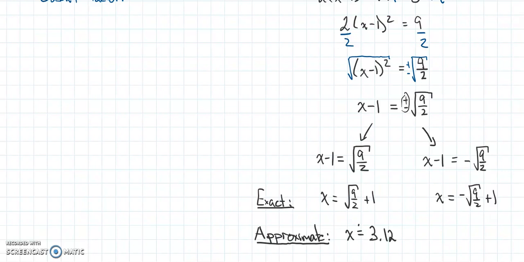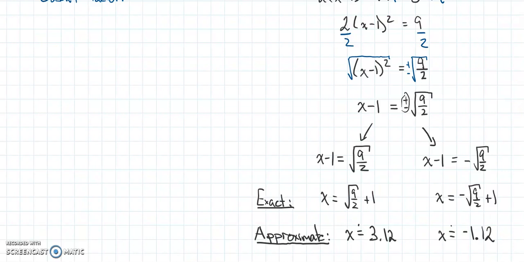And then you could do the same for the second one. So again, the square root of 9 over 2, but that has to be a negative number. And then add 1. So here you're going to get x equals, and again it's approximate, negative 1.12. Okay, so those are your two approximate answers.